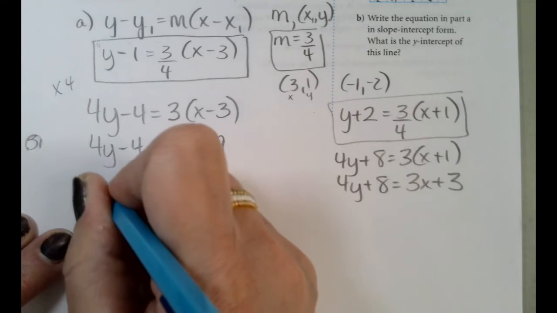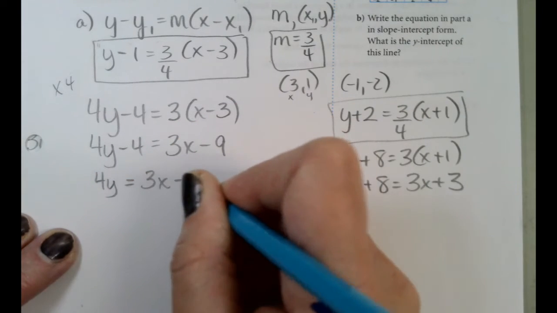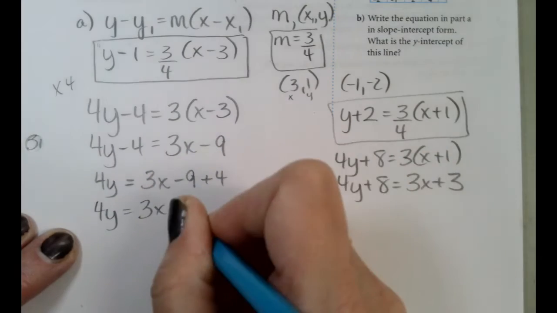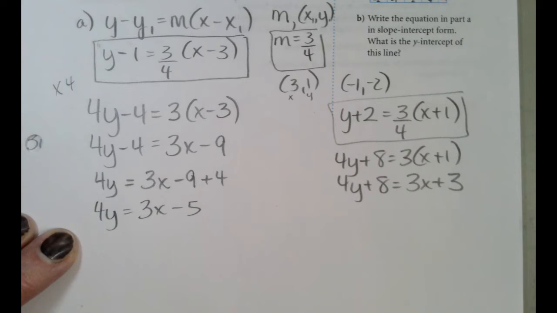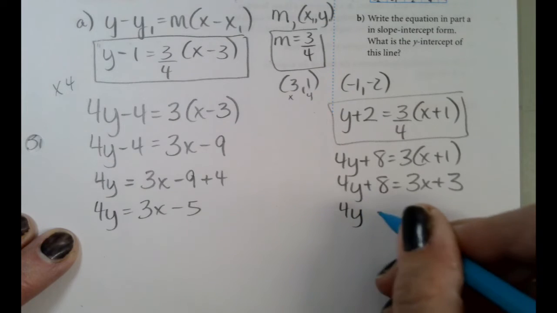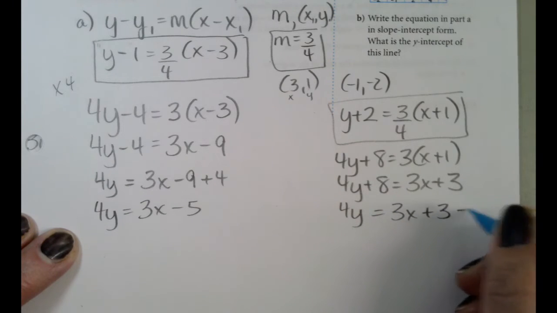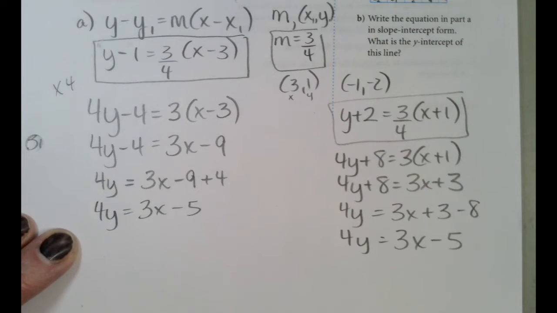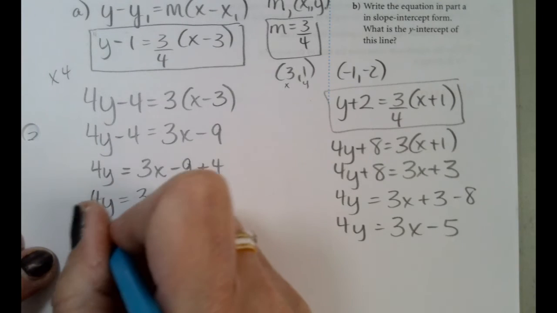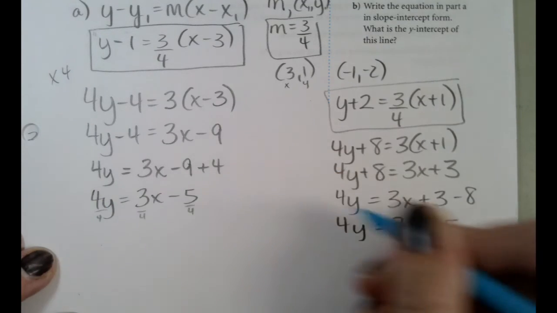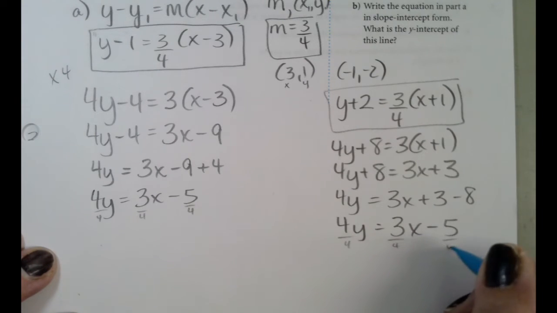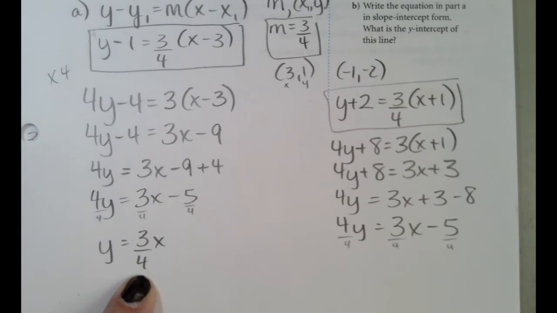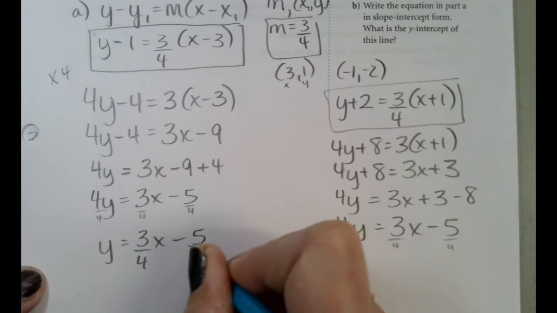And I'm going to subtract off the 4. 4y is equal to 3x minus 9 plus the 4. 4y equals 3x minus 5. Look at that. See? Both equations. In the end, divide by the 4. y is equal to 3/4 x, which we already knew was the slope. There it is. And my y-intercept.